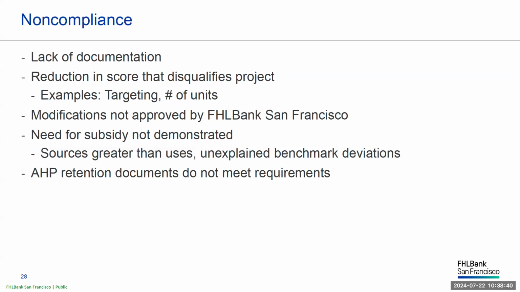Another common cause is when a project has not demonstrated a need for subsidy, which may be due to the sources being greater than uses, or if the developer fee exceeds 15% of the development costs. Either one of these issues could trigger a partial or full recapture of the AHP subsidy. In addition, if there are changes in the scoring categories that reduce a project's score to be below the round's lowest score, the project may be disqualified from that round, which would require a full recapture of the subsidy.